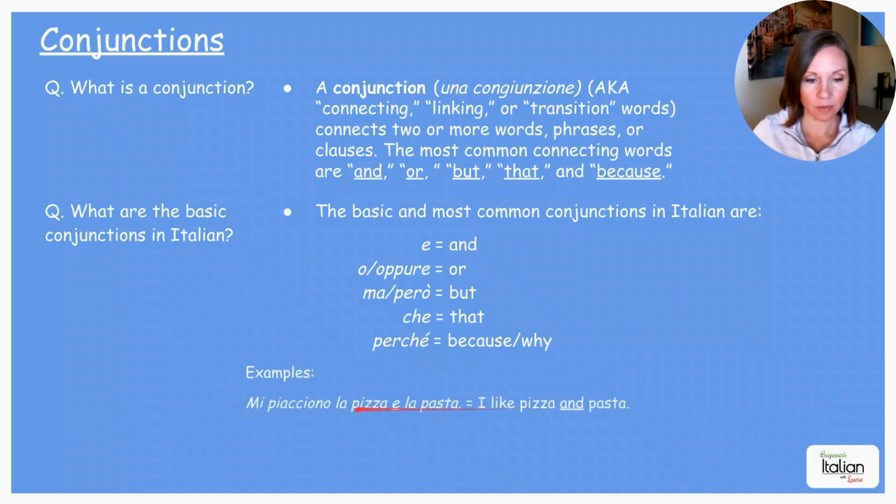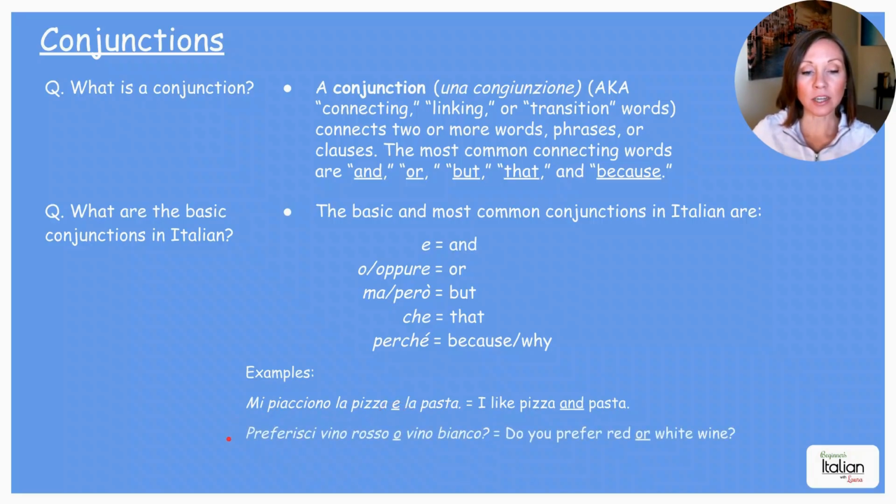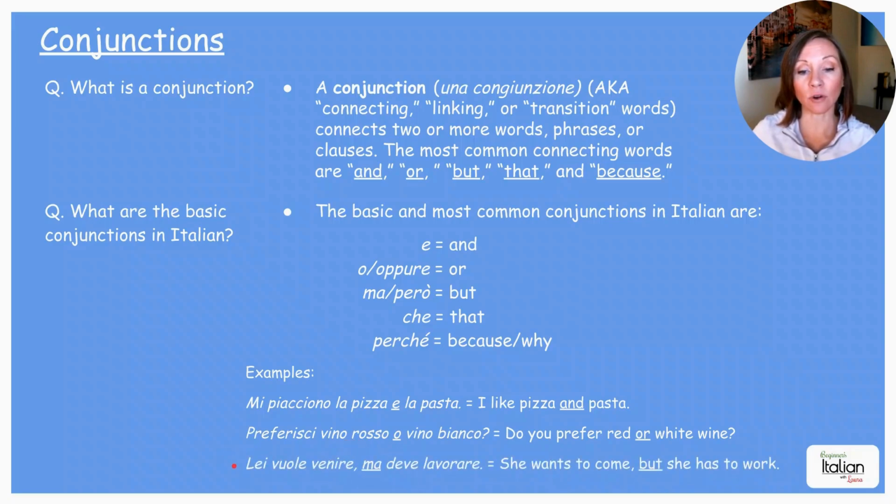For example, mi piacciono la pizza e la pasta. I like pizza and pasta. Preferisci vino rosso o vino bianco? Do you prefer red or white wine? You can use o or oppure, either one. And lei vuole venire, ma deve lavorare. So she wants to come, but she has to work. I use ma, but I could also have used però.